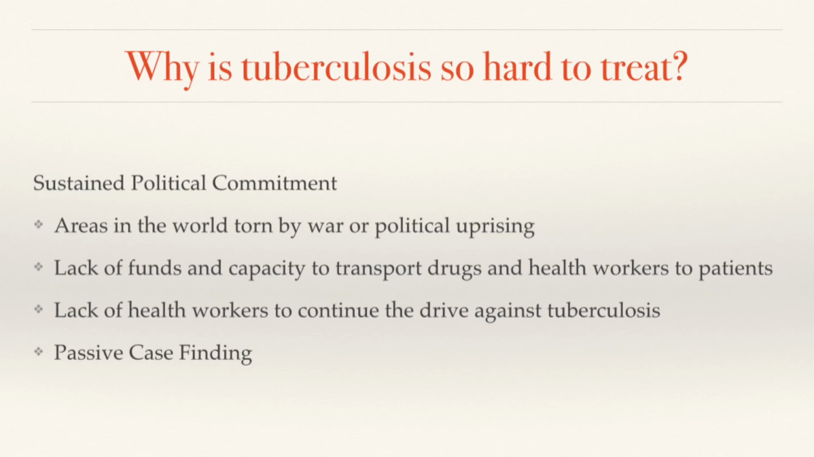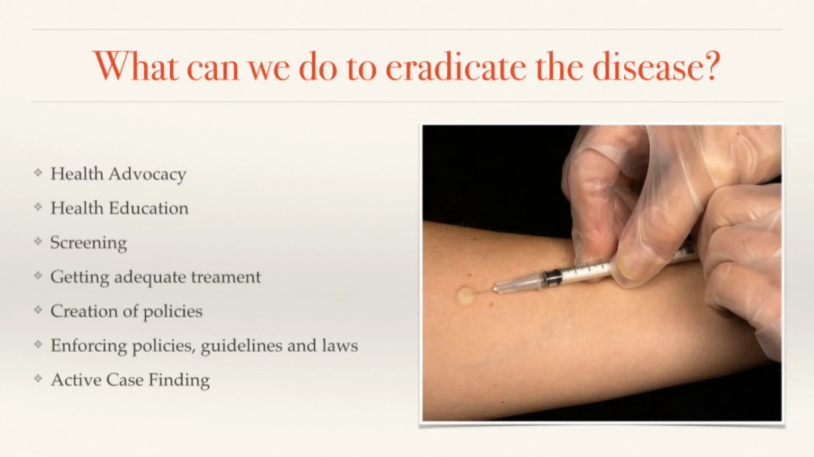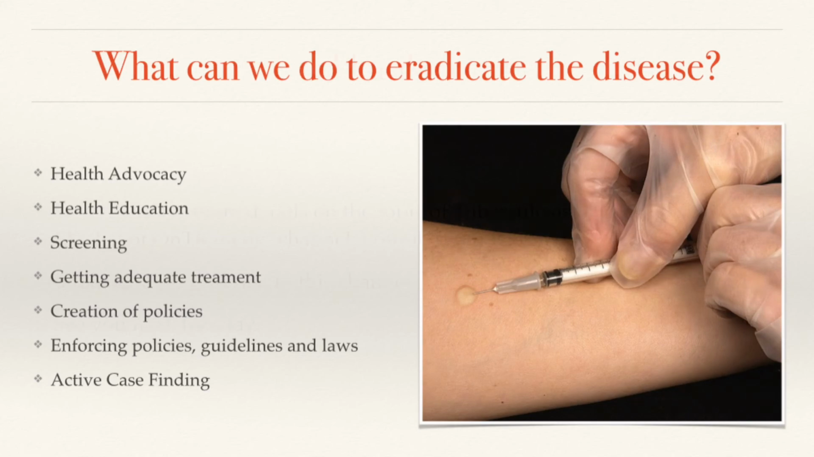The push, therefore, of TB eradication for the 21st century are the following: health advocacy, health education, screening of tuberculosis, getting adequate treatment for the cases, creation of policies, and enforcing those policies, guidelines, and laws. And lastly, active case finding or going house to house to search for TB cases.